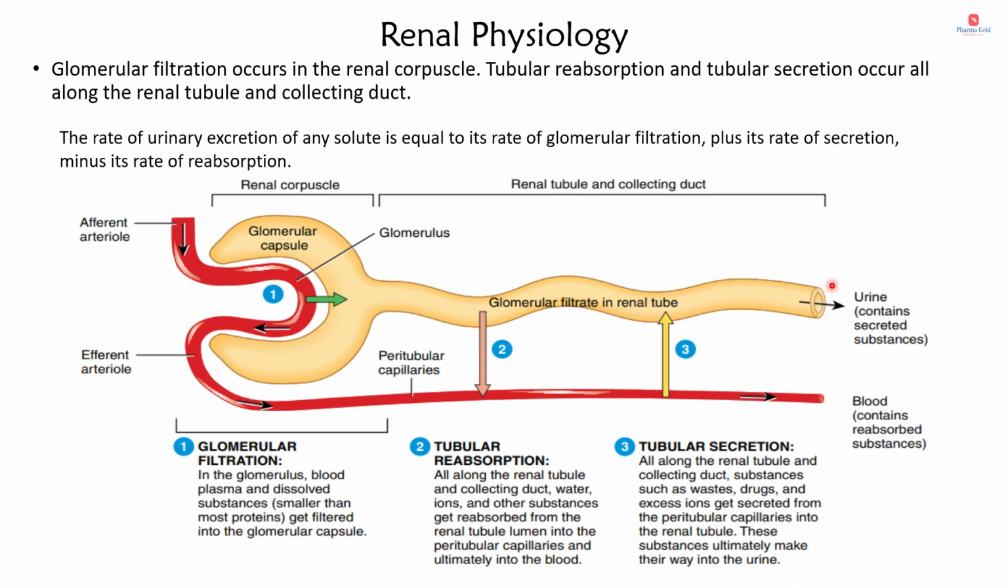At last the urine will be formed, which contains the secreted substances, mainly the waste products. The blood contains the reabsorbed substances. What are the substances that will be reabsorbed? That is, what is required for our body. Whatever is not necessary for our body will be excreted. So this is about renal physiology, mainly glomerular filtration, tubular reabsorption and tubular secretion. In detail we will learn in the pharmacology chapters.